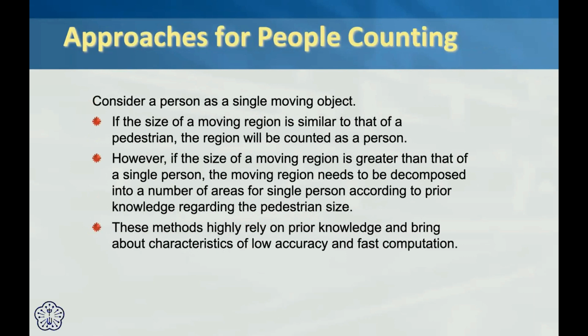And about people counting, there are two major directions. The first one is to consider a person as a single moving object, all right? So if the size of the moving region is similar to that of a pedestrian, the region will be counted as a person. However, if the size is larger than the width of a single person, the moving region needs to be decomposed into several areas, all right? So this method highly relies on prior knowledge. The characteristics of this approach usually give a result of low accuracy, but they have the advantage of fast computation.